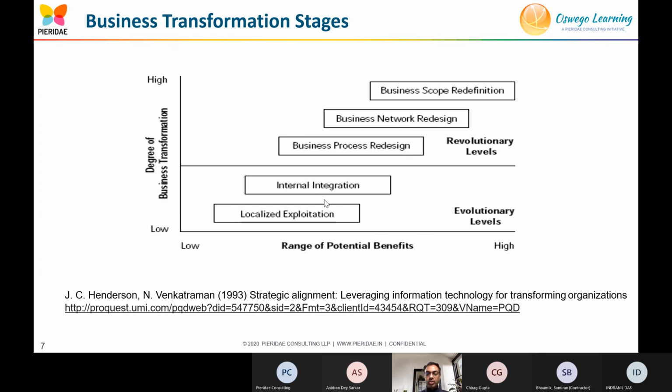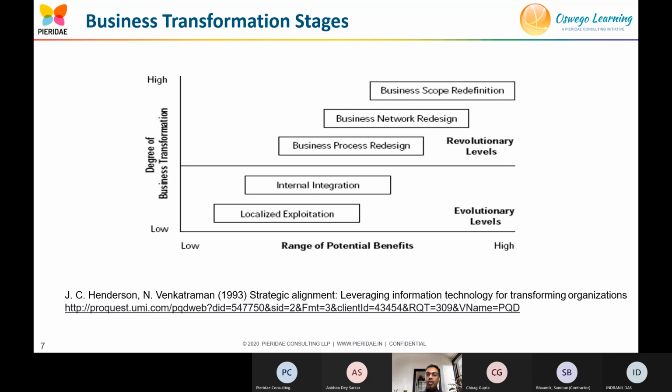So first, all the departments will try to do some local exploitation. I'll try to buy a CRM software for sales. I'll try to create some accounting software, Tally and all, for accounting, and so on and so forth. So I am doing some sort of digitization. Whatever I was doing on paper, I am now doing in software. There's a localized exploitation. So one level above that is internal integration. I integrate all my different departmental software together, which is an ERP software. SAP comes into play in this case.